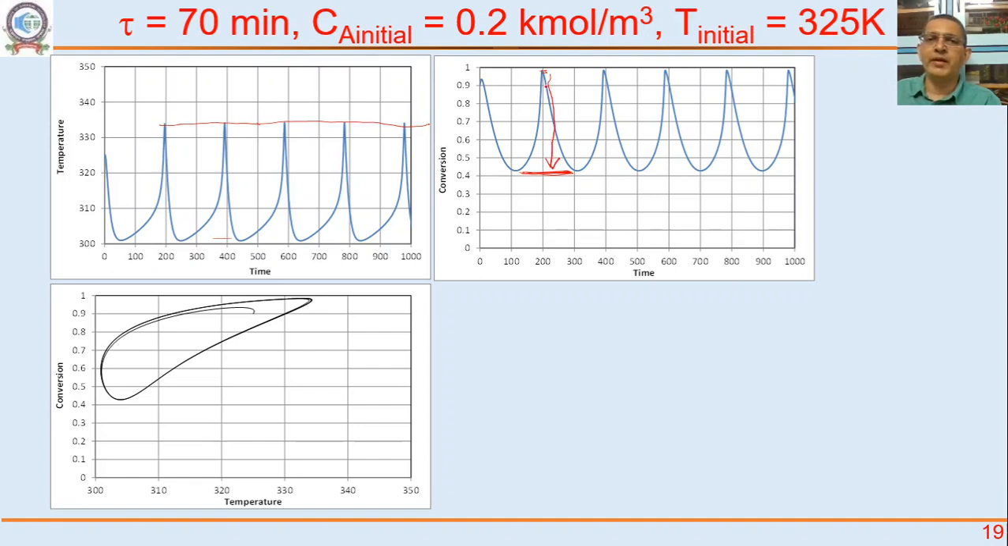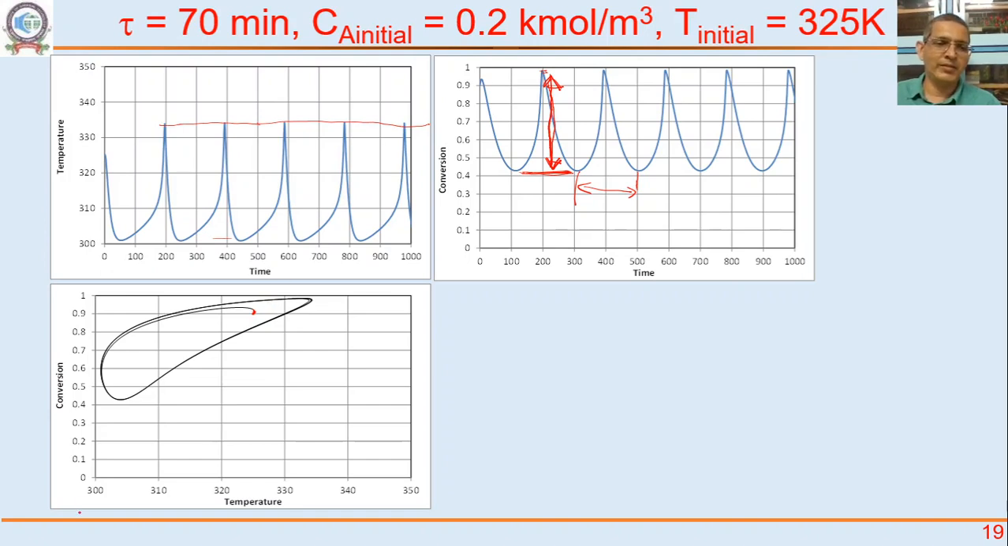Would you want to operate a reactor that oscillates all the time between 40% conversion and 99% conversion? And the time period of oscillation, you see, is something like 200 minutes. These are not fast oscillations, these are slow oscillations. In terms of temperature versus conversion, we start from here, but you will never reach a steady state. It continuously goes around this loop. It's called a limit cycle.